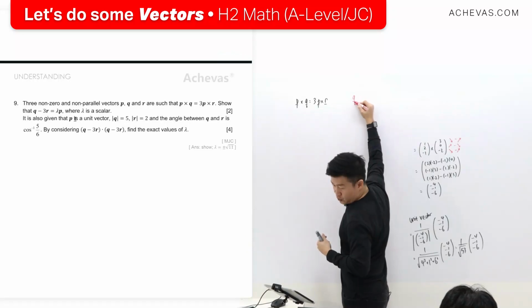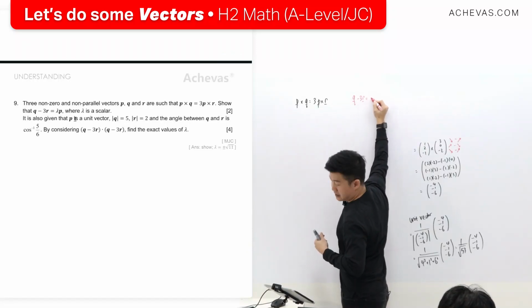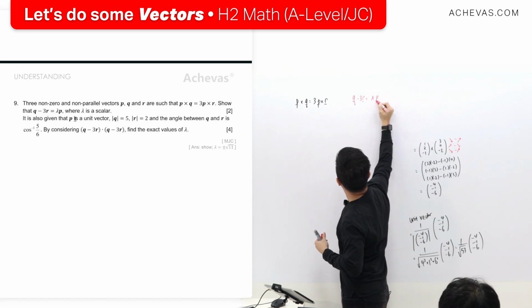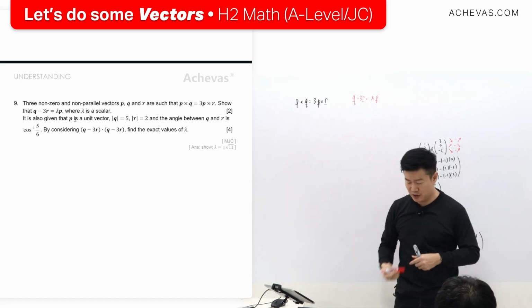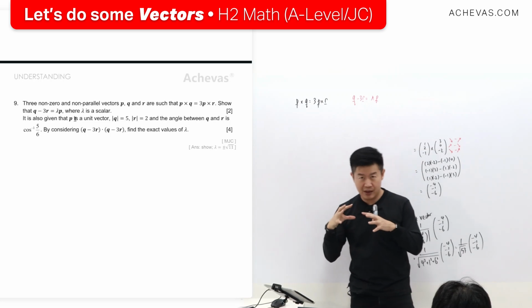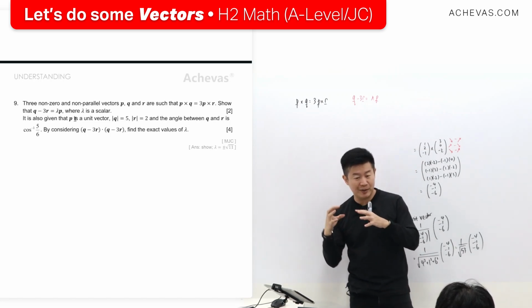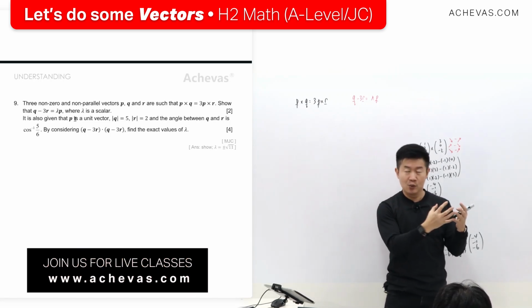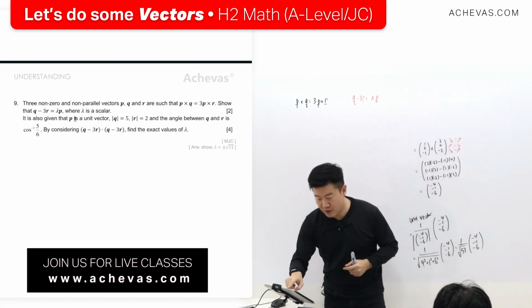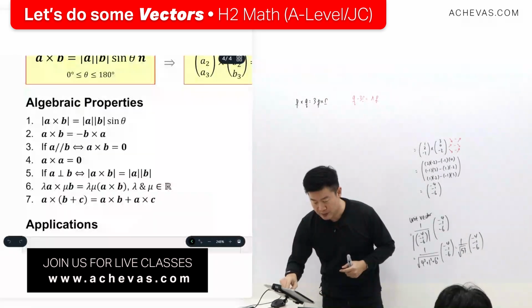Prove that Q minus 3R is equal to lambda P. What is this actually trying to do? This is giving you the math perspective, but in order for you to do this, you must see the physical aspect of this. What is the physical aspect of this? Let me just very quickly show you, okay?